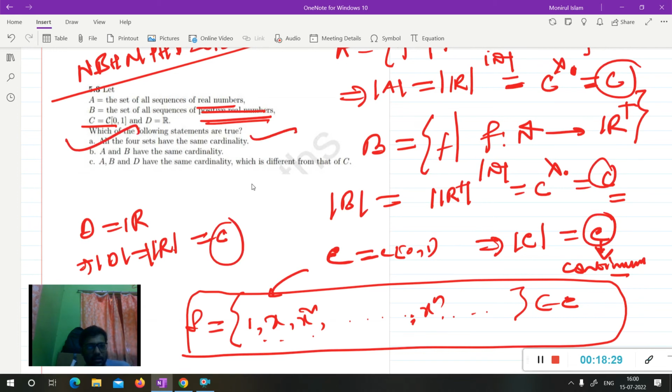So this A is correct. A and B have the same cardinality. Also the remaining one is also the same cardinality. A and B have the same cardinality as C. So B is also correct. Now it says A and B have the same cardinality, but C is different from C. No, incorrect. So in this question, the correct options will be A and B.